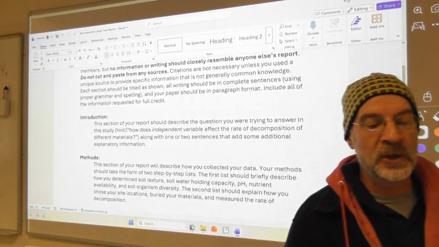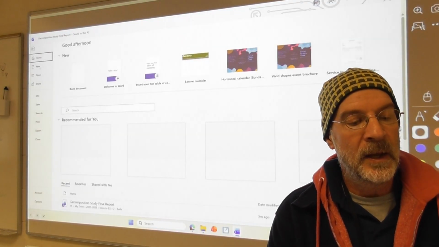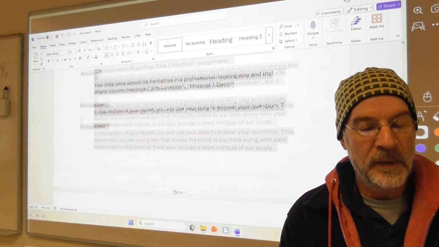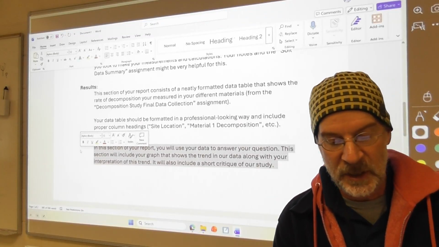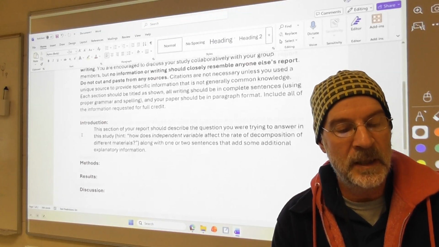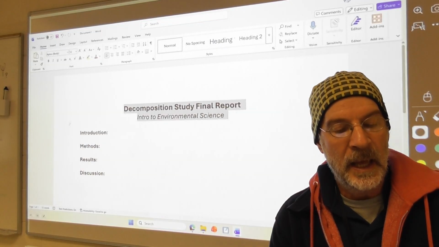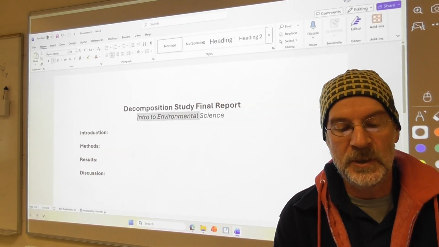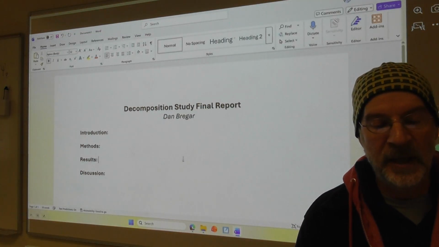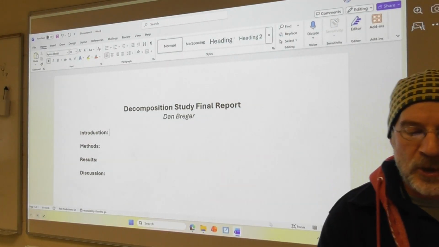What your paper should look like is this. You're going to have these headings: discussion, results, methods, introduction. And you are welcome to use Decomposition Study Final Report as your title. But this should be your starting point. Not all the stuff that I gave you. That's all for you to look at.